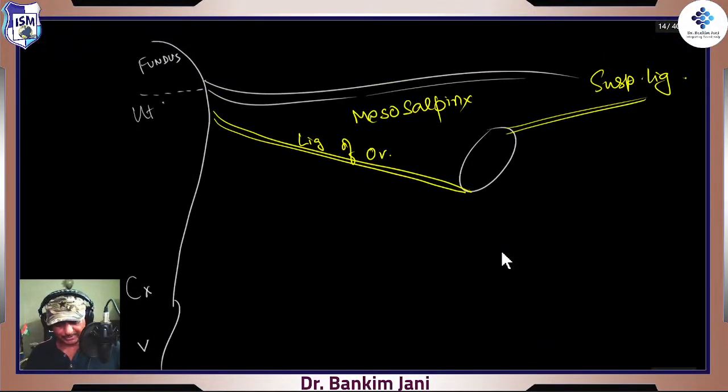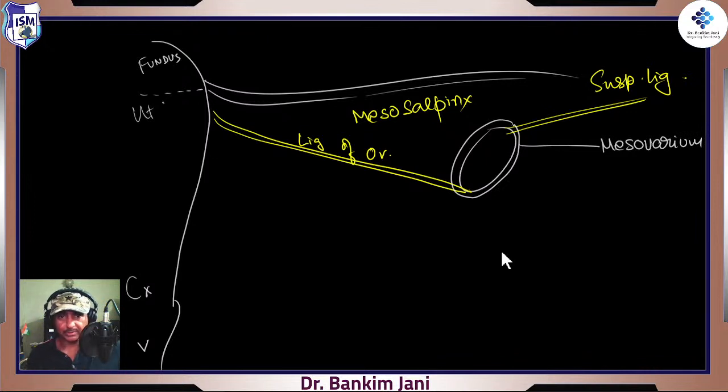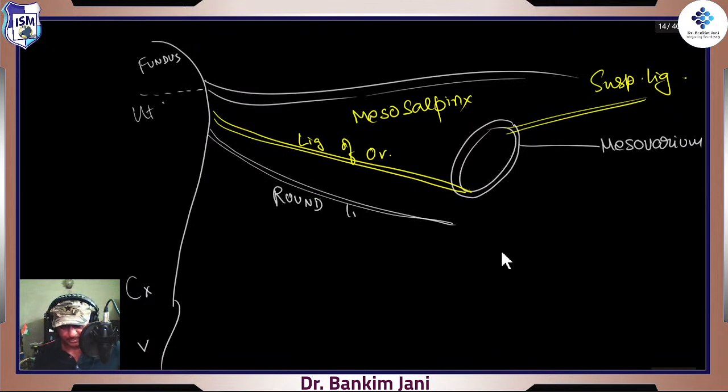Coming back to this. So mesosalpinx, ligament of ovary, suspensory ligament, and then the covering, which is the mesovarium. Then comes the round ligament. Right now we are just understanding it. So here is the round ligament.